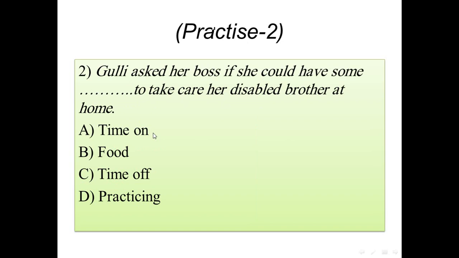The proper vocabulary for this practice is time off. Why? Let's read the sentence again. Gule asked her boss if she could have some blank because she wants to take care of her disabled brother at home. So Gule has a brother at home. His brother is disabled, so he doesn't have his legs, so he's at home. But Gule is working in a company. So each day Gule has to go home to take care of her disabled brother.